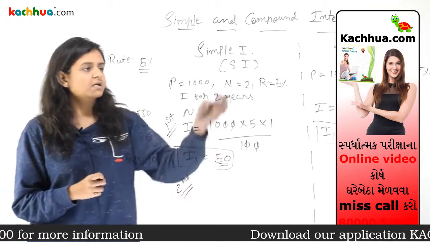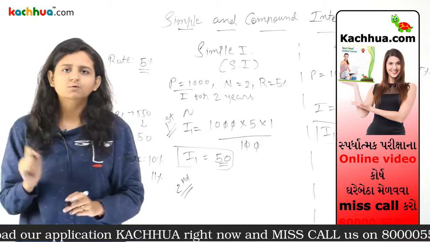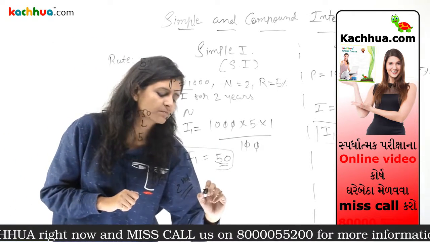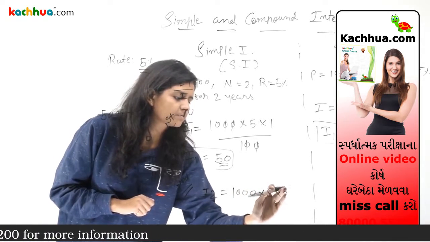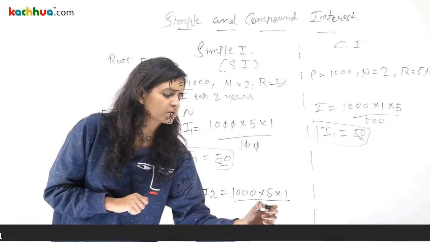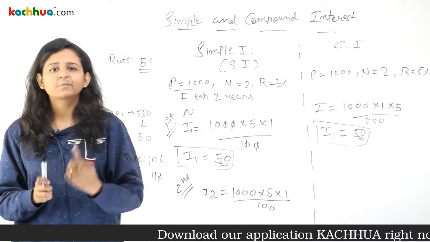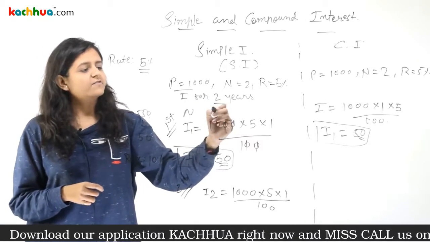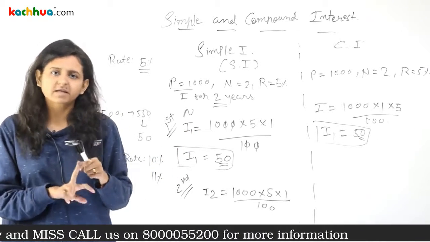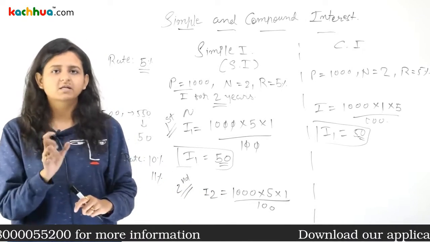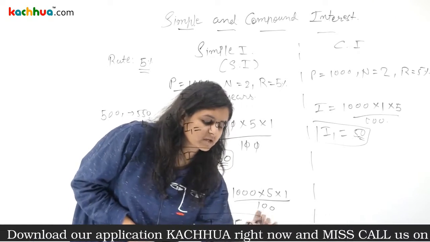Now in the second year, the principal in SI will be as it is. It will be 1000 only. So I2 equals 1000 into 5 into 1 divided by 100. Now you must be wondering why 1? We are counting for the second year, but the period is 1 year. Over here we are counting for a total of 2 years, but we have counted for the first year. Now we are counting for the second year, so the time will be 1 year only. So the same, I2 will be 50 only.